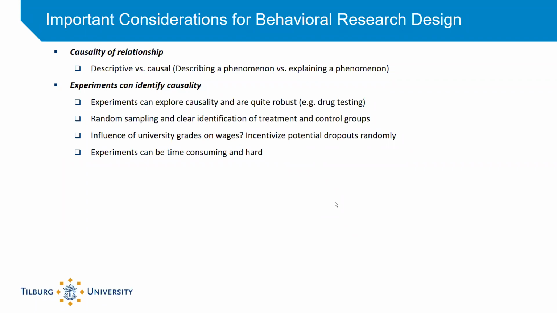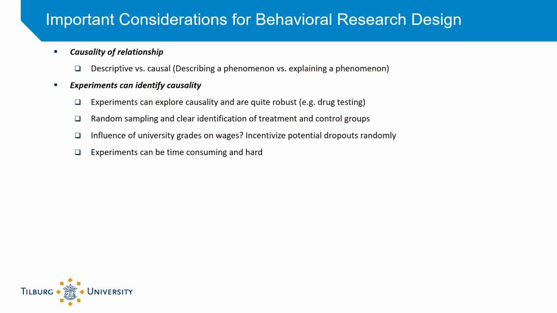So when we look at behavioral research, how can we replicate an experiment? It's not very easy, but through really nice novelty, really good thought and very good design, you can actually replicate experiments in behavioral research as well. So let's take the example of the influence of university grades on wages. How can you do an experiment here?